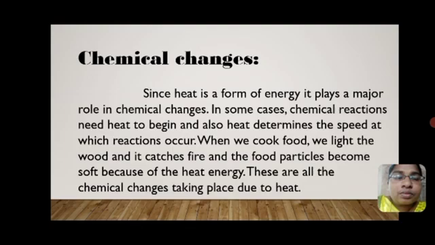Chemical changes: since heat is a form of energy, it plays a major role in chemical changes. In some cases, a chemical reaction needs heat to begin, and also heat determines the speed at which a reaction occurs. When we cook food, we light the wood and it catches fire, and the food particles become soft because of the heat energy. These are all chemical changes that take place due to heat.